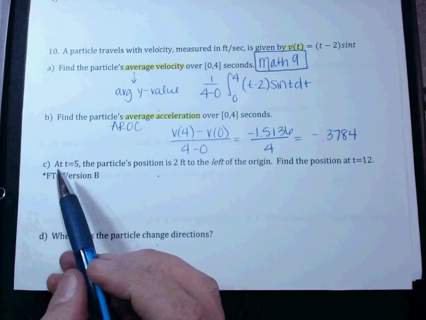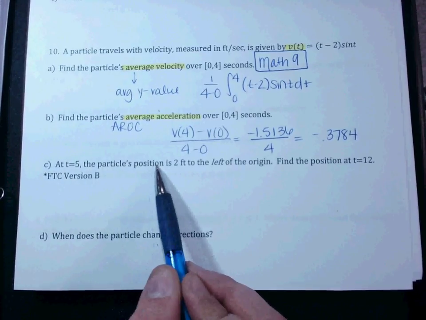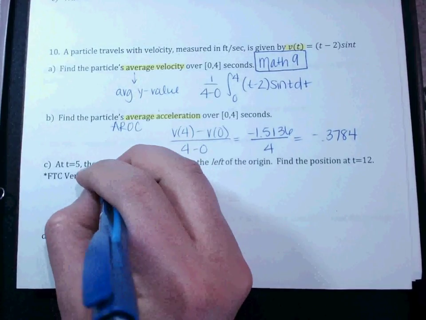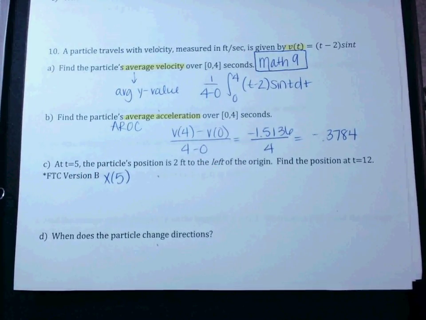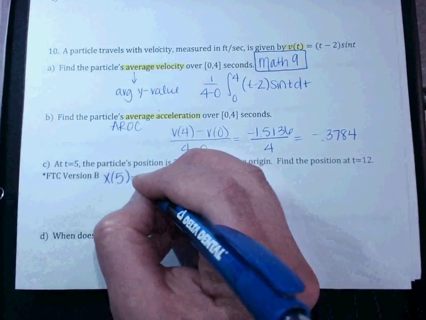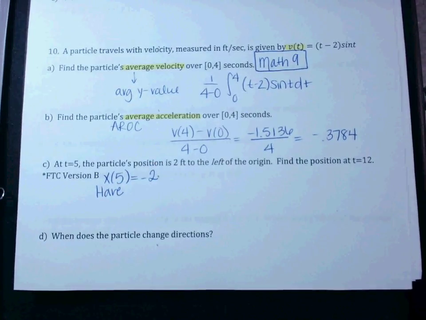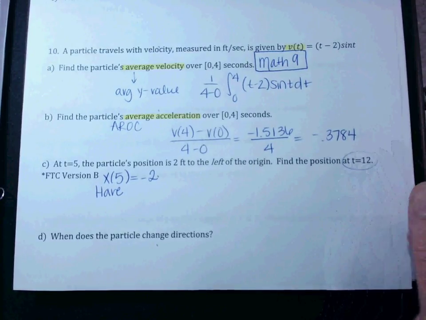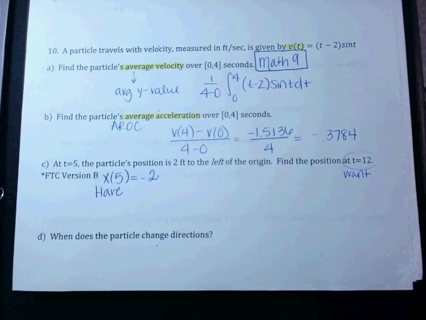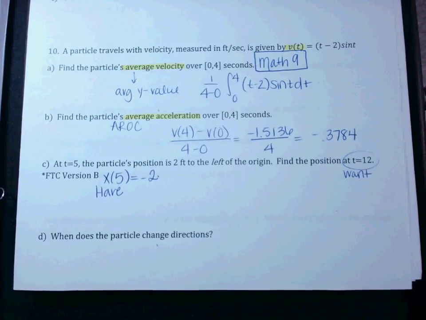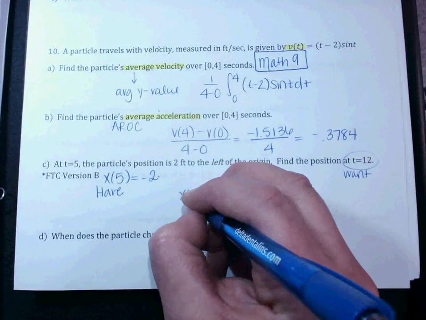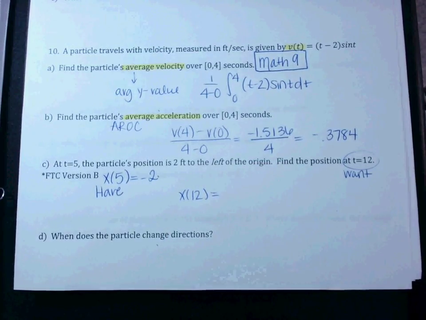So at time 5, the particle's position is 2 feet to the left. What is x of 5? Positive or negative 2? Negative 2. That's what you have. What do you want the position at? At 12. This is what you want. So go ahead and set it up. And then remember the integral part you're going to do in your calculator. So it'd be x of 12 equals, and then you should be able to finish this other side.